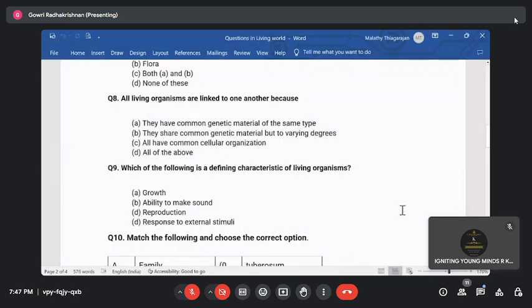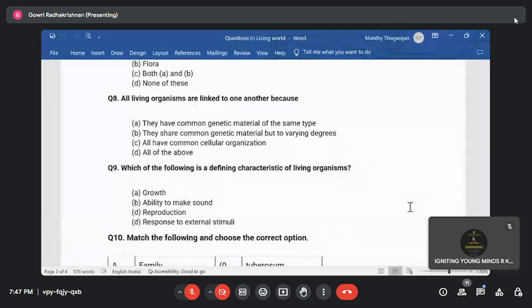What I was saying is every organism has a common genetic material. They share it, the DNA may be different, but they have a DNA, isn't it? But to varying degrees. Each organism will have their own genetic material. So that is the link between all the living organisms. So option B is the correct answer: they share common genetic material but to varying degrees.